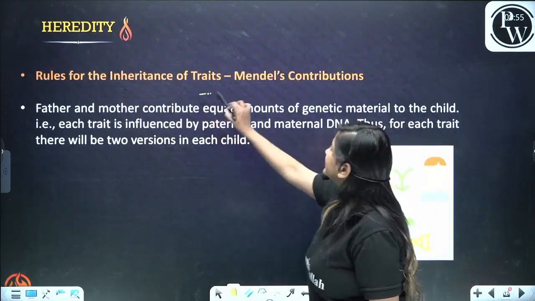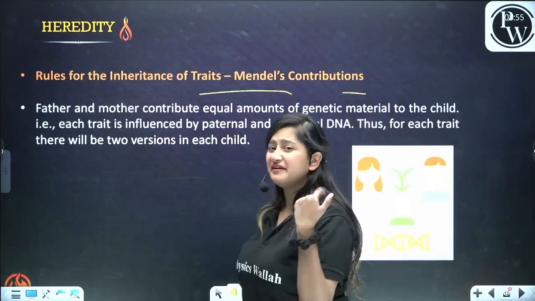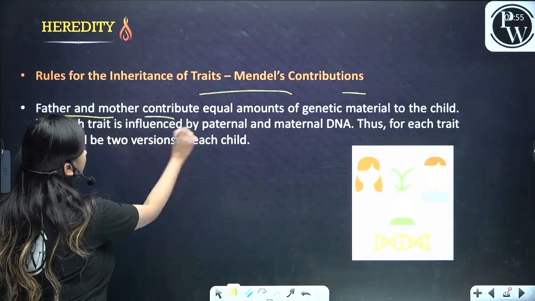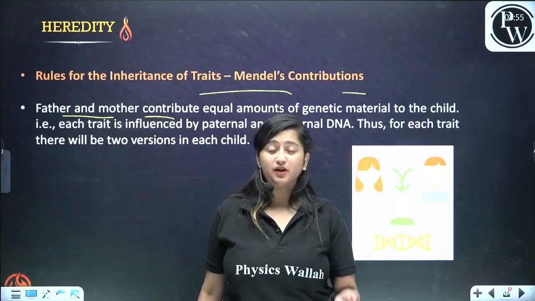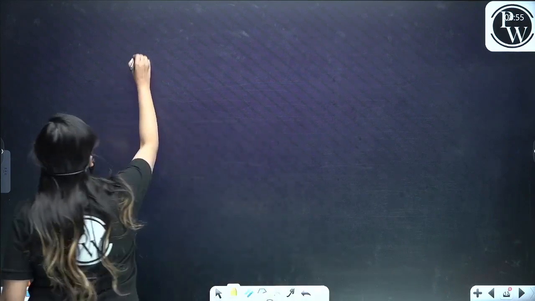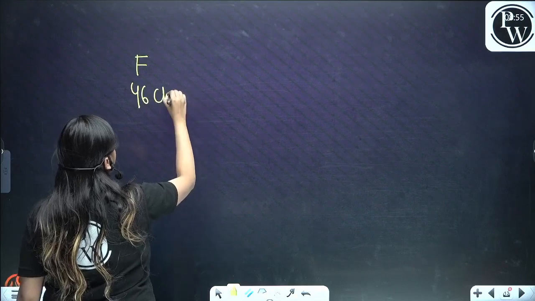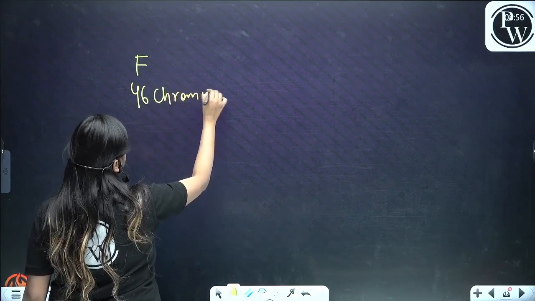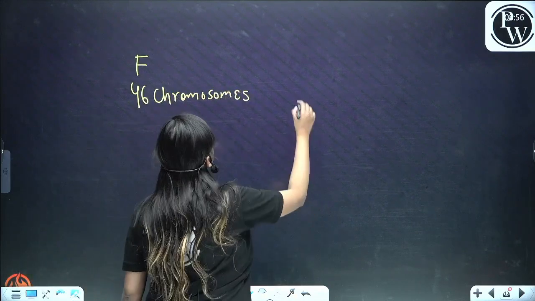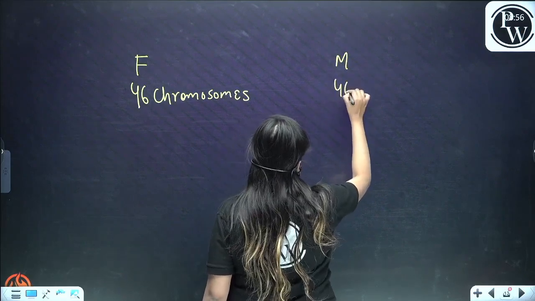Rules for the inheritance of traits, that is Mendel. We'll see it later on. Father and mother contribute an equal amount of genetic material. Now how is this possible? Let me show you. Father has 46 chromosomes. A normal human being carries 46 chromosomes. The mother also carries 46 chromosomes.